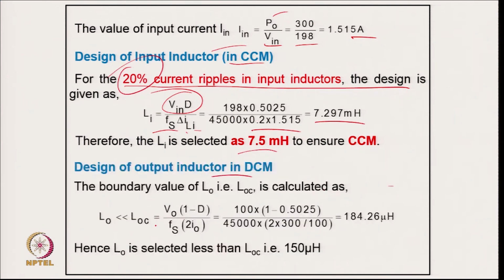And now coming to the output inductor design in DCM, so that the converter operates in DCM. We calculate this output inductor corresponding to the on and off period with a ripple of twice the output, which is the critical value for critical conduction. After putting in all these values, we get 184.26 microhenry. This is for the DCM boundary condition, but we have to make sure that for DCM it is selected lower than this value, to ensure the converter is always operating in discontinuous mode. Hence, L0 is selected less than the calculated LOC value, and it is selected as 150 microhenry.